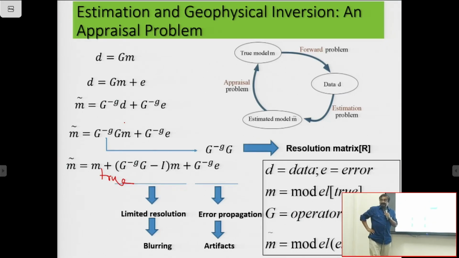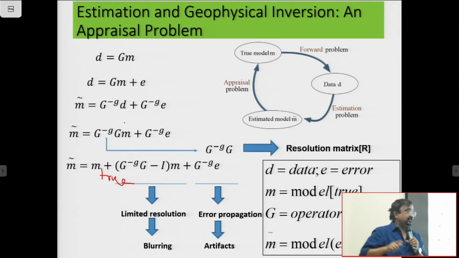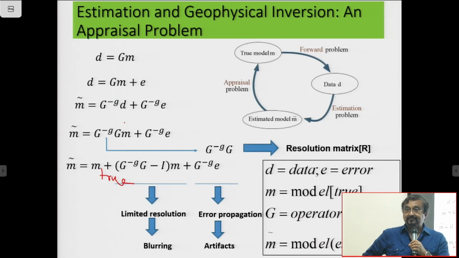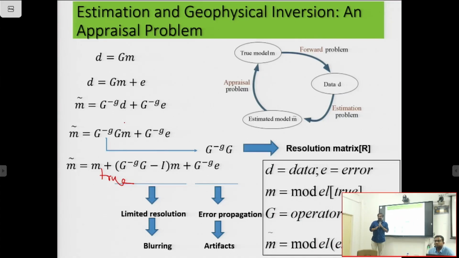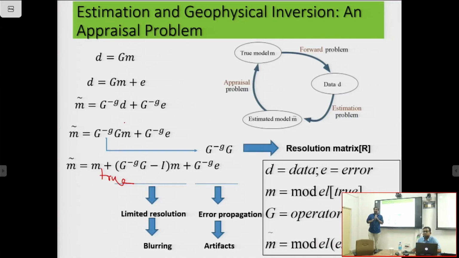So what that means is that this matrix, the generalized inverse matrix, itself can tell you something about how well you can resolve the model. It will not give you the exact model ever, but it can tell you how well it is resolved. Okay?